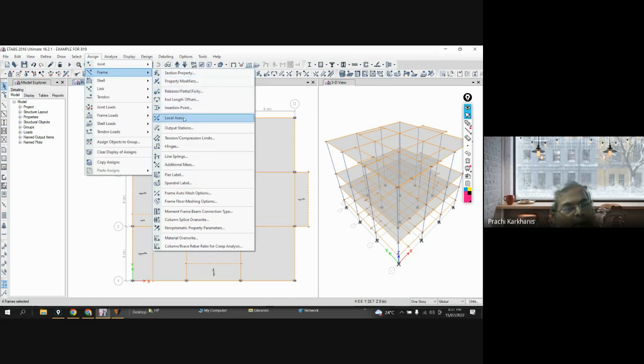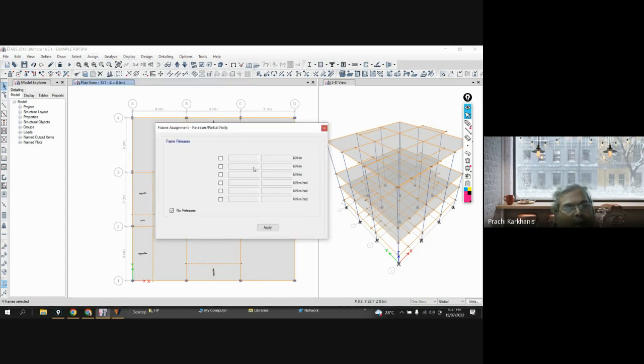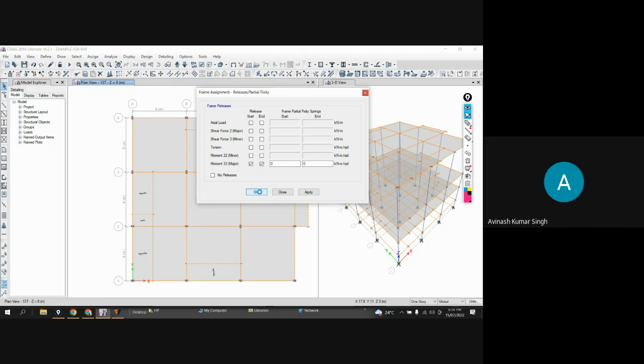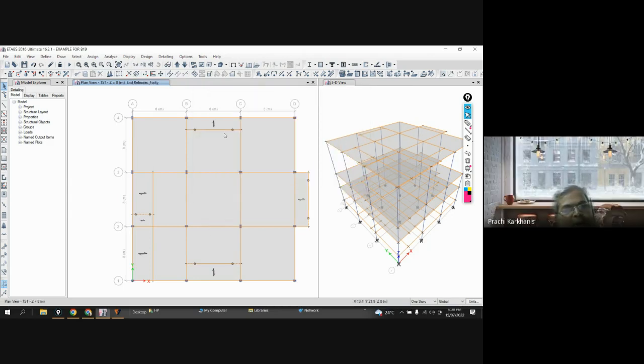In Frame, I will see this, Release Partial Fixity. I will click on it, and let's say that I want M3 released on both ends, so I want the entire moment to get released. Clear? Yes, sir. Okay, so this is how the moment release is applied.